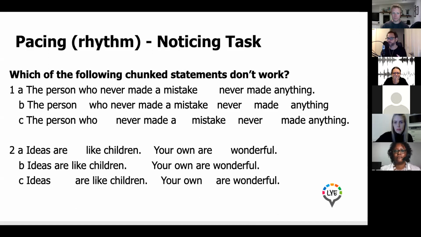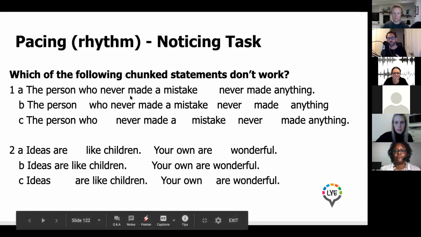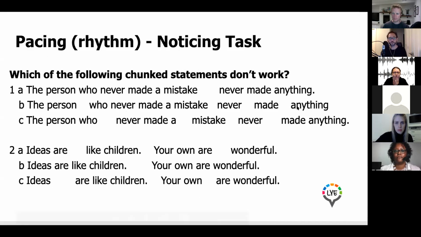We can do the first one. So we have: the person who never made a mistake never made anything. Okay, that works. The person who never made a mistake never made anything. Oh, that's powerful. That's like a Mandela speech. The person who never made a mistake, never made anything. Does that work? Not really.